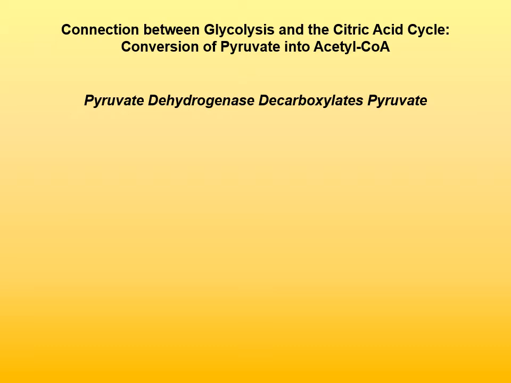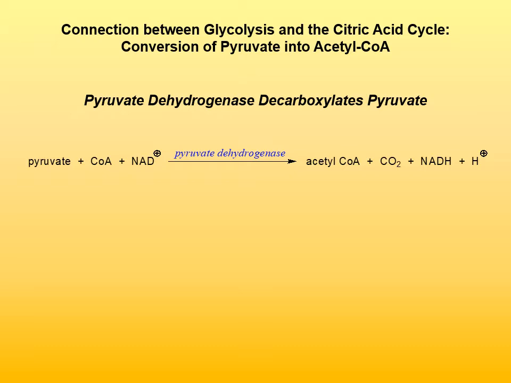The enzyme that converts pyruvate into acetyl coenzyme A is pyruvate dehydrogenase, and the reaction is decarboxylation of pyruvate. So pyruvate reacts with coenzyme A and NAD with the enzyme pyruvate dehydrogenase, and the products are acetyl coenzyme A, a molecule of carbon dioxide, NADH, and a proton.